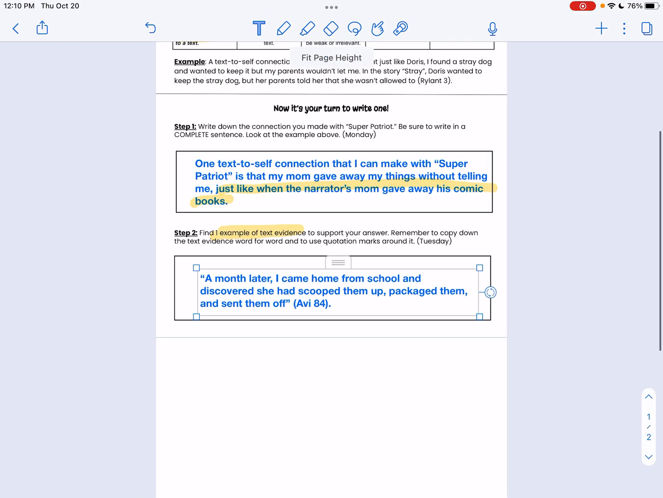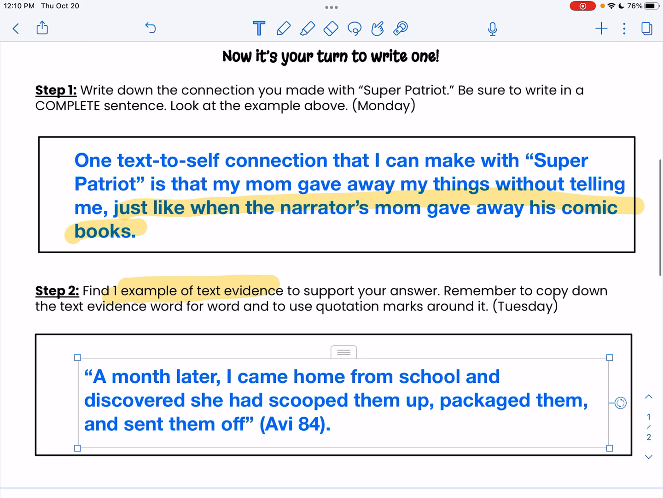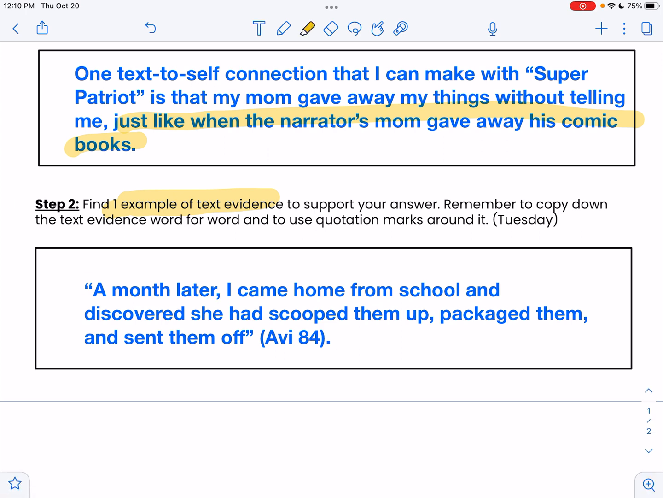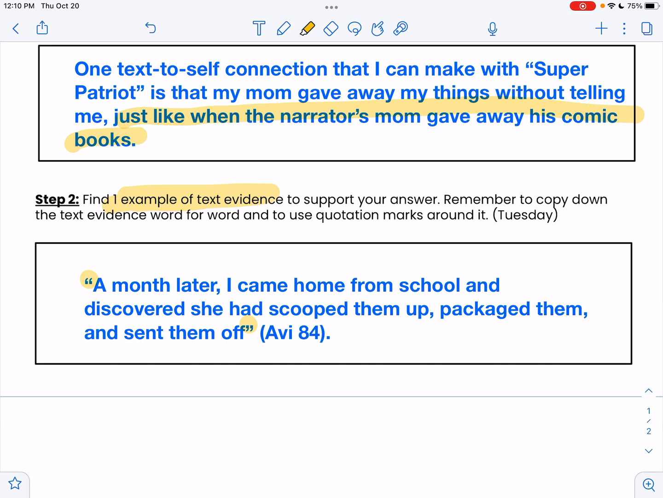And now I am done. So I made my connection. I connected it back to the story. I found evidence from the story that supports my answer. I used quotation marks. And I put the author's last name in parentheses and the page number that I got that quote from.